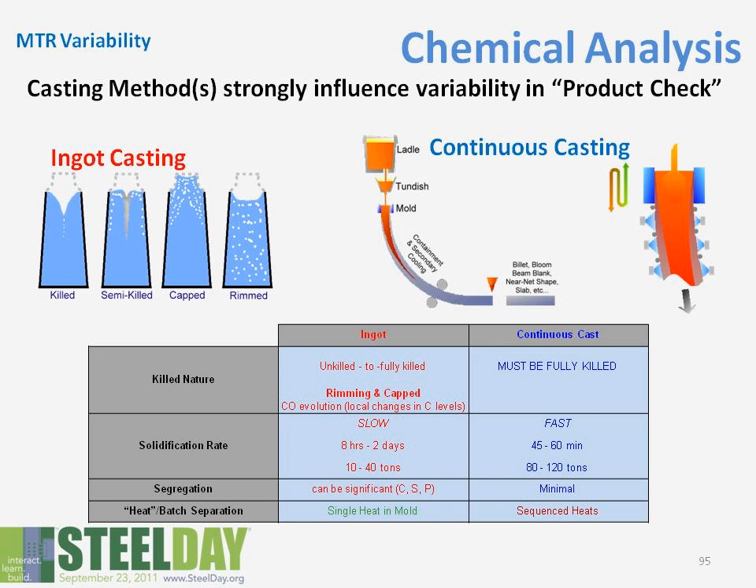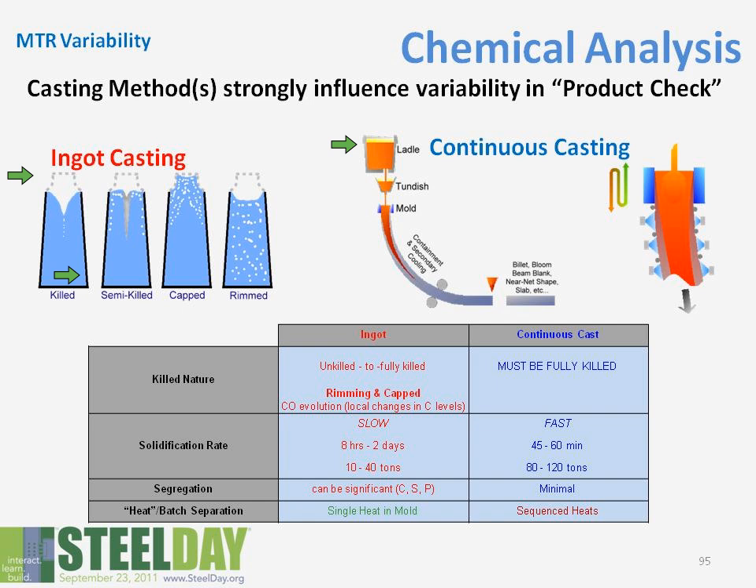The casting method is going to strongly influence the variability in a product check. There's really two routes to get to structural products. The historic route is ingot cast. The current route is continuously cast. If we compare those two, in the ingots we have a range of killing. We have killed, semi-killed, capped, and rimmed, whereas in continuous casting, this must be fully killed. And I'll talk about killing here in a moment.